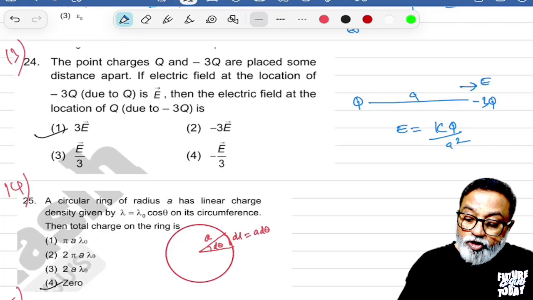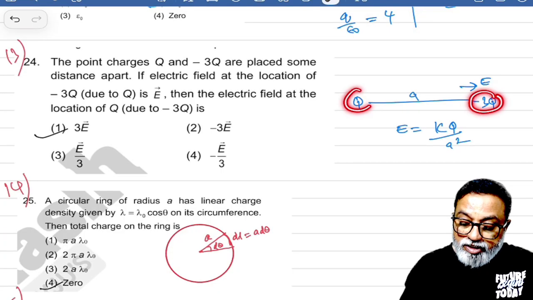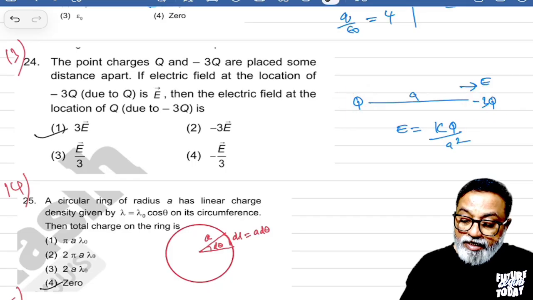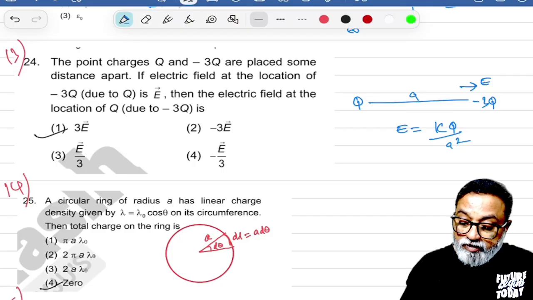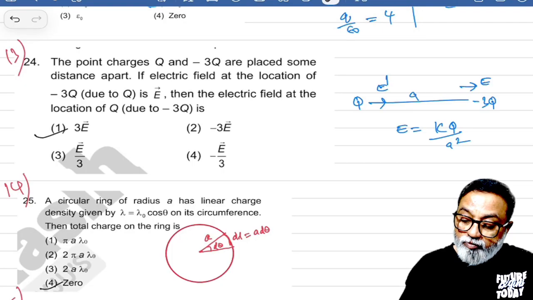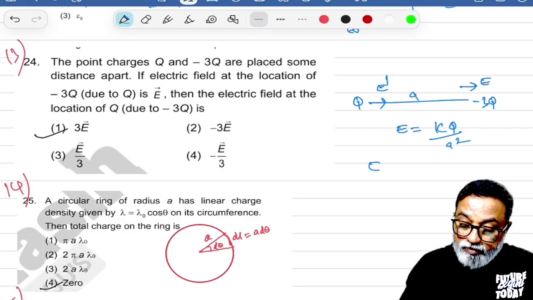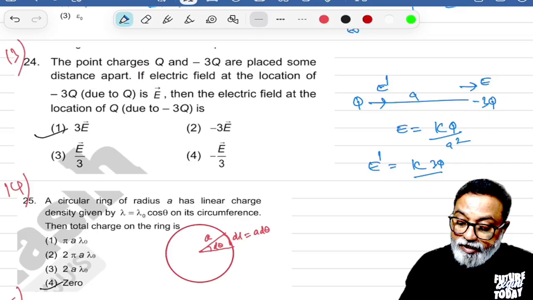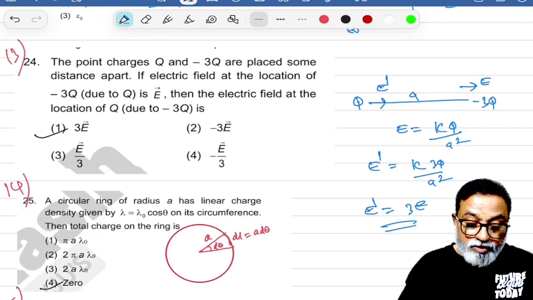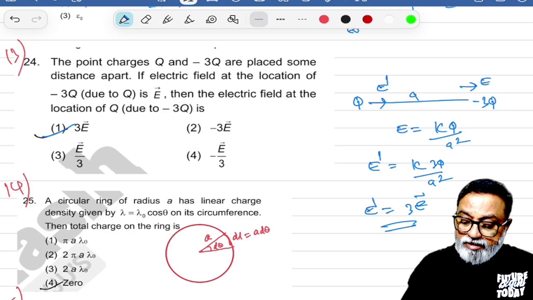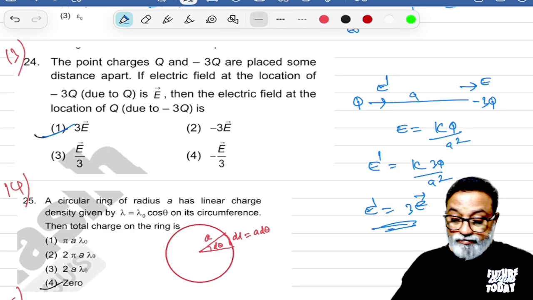And due to this negative charge, at the location of Q, the intensity is towards. Therefore, this I am taking as E dash. E dash and E are both in the same direction. Therefore, E dash is equal to K into charge 3Q by A square. Therefore, E dash is equal to 3 times KQ by A square, which is E. Therefore, this becomes 3E bar, in the same direction, therefore plus. Next one.